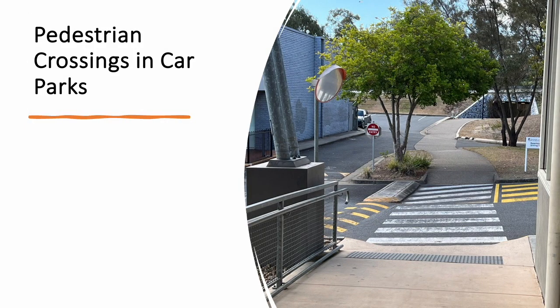Pedestrian crossings in car parks. Anyone who's been to Helensvale on the Gold Coast will have seen this pedestrian crossing in the car park, and you can see it goes across, and that the drivers need to negotiate that as part of their assessment. And there's a mirror there as well because it's quite blind.